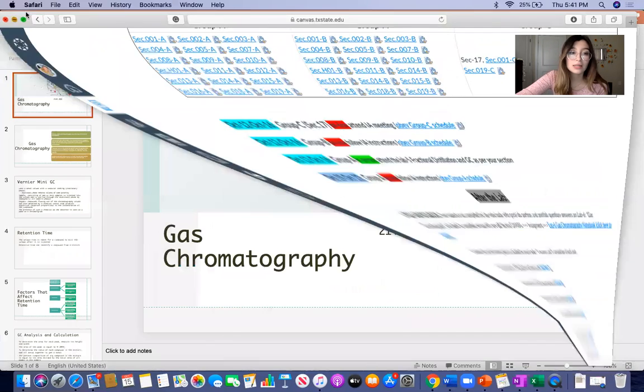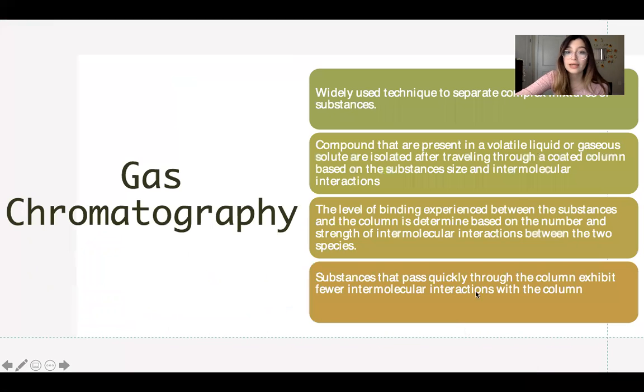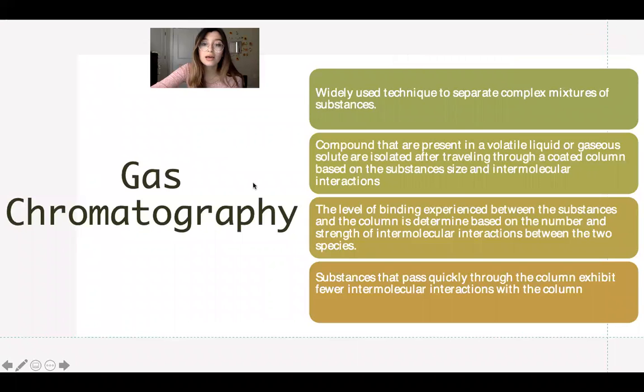Okay, let's get started. Gas chromatography is a widely used technique to separate complex mixtures of substances. Compounds that are present in a volatile liquid or gaseous solute are eluted after traveling through a coated column based on the substance's size and intermolecular interactions.